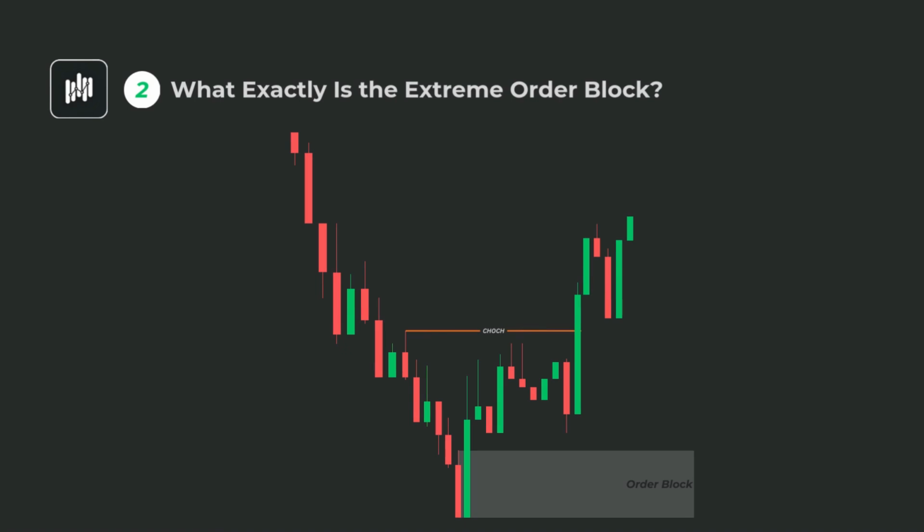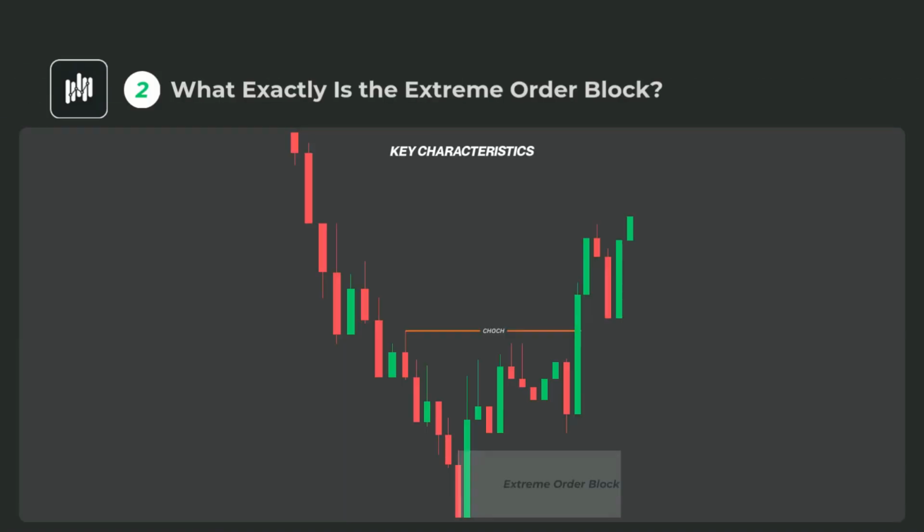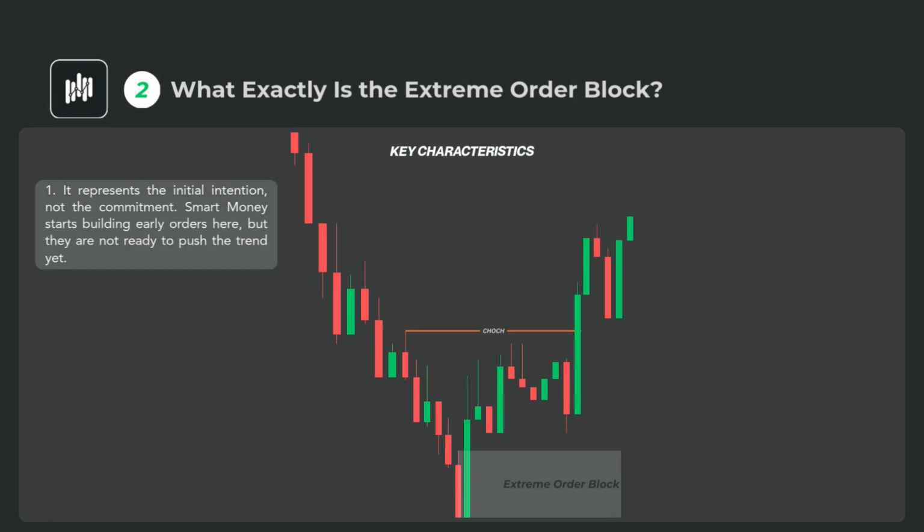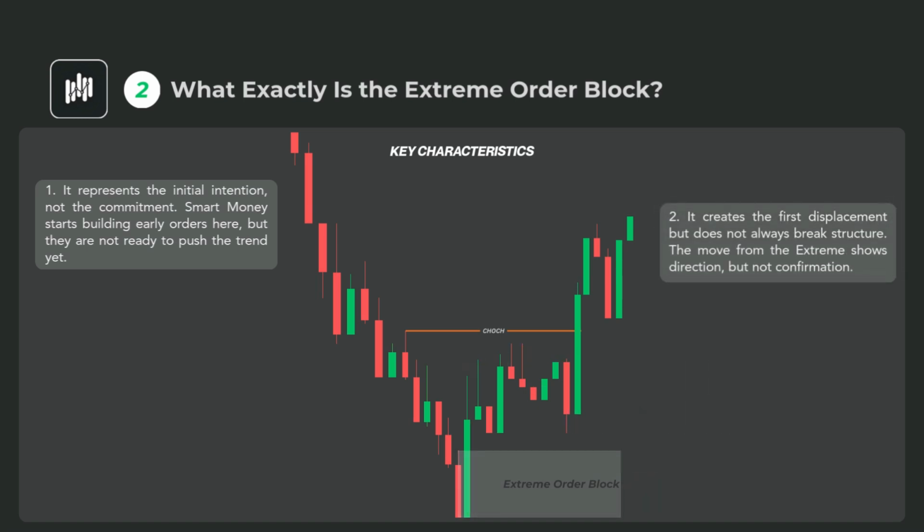The extreme order block is the very origin of the entire move. It is the first zone where smart money begins entering the market, but not where they finalize their position. Key characteristics. 1. It represents the initial intention, not the commitment. Smart money starts building early orders here, but they are not ready to push the trend yet. 2. It creates the first displacement, but does not always break structure. The move from the extreme shows direction, but not confirmation.